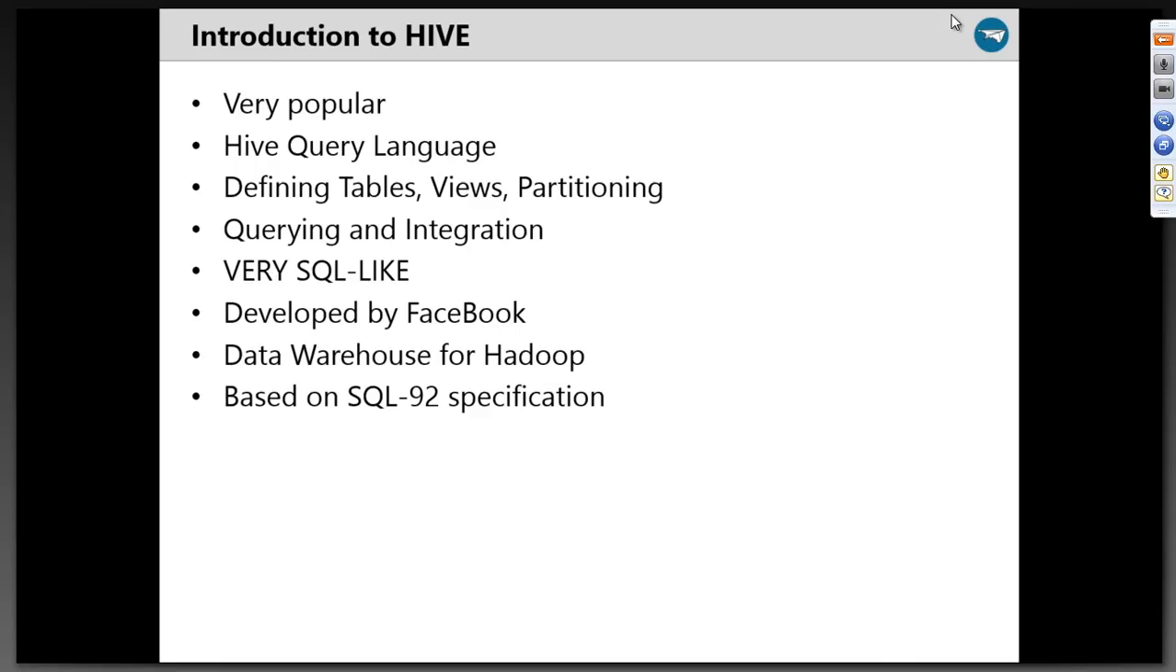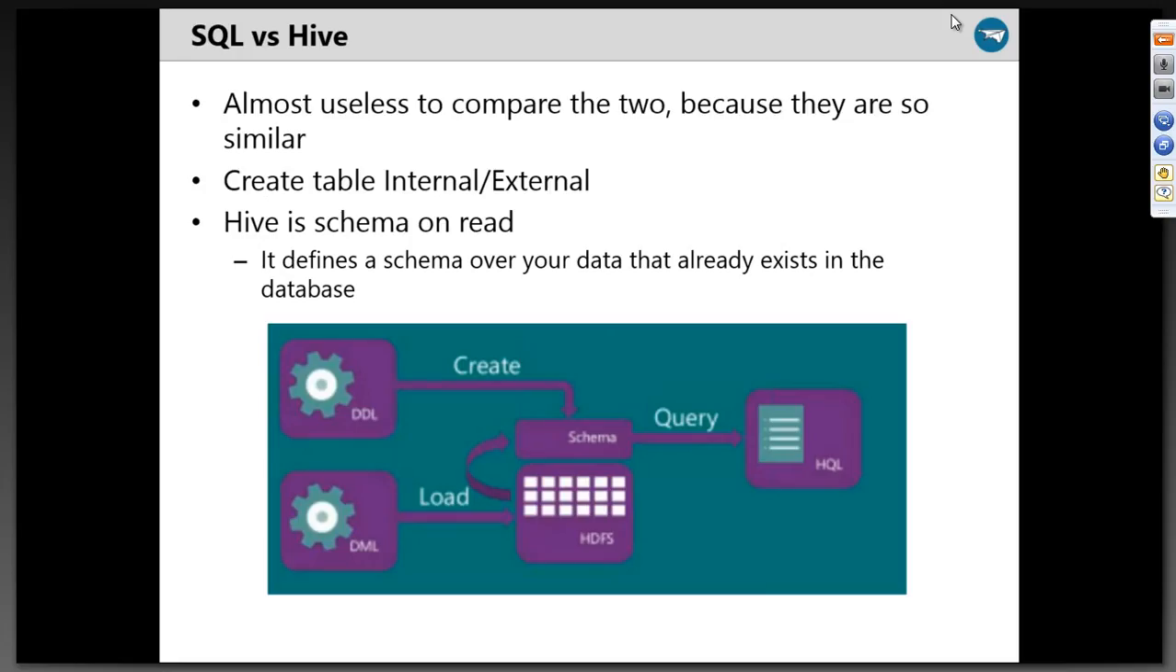So if Pig is used primarily for ETL, although it doesn't have to be, Hive is used as a query language to actually get data out so that we can look at it and analyze it. And it looks an awful lot like SQL. In fact, it's based on the SQL 92 standard. So it's SQL versus Hive. It's almost useless to compare the two because they're so similar.